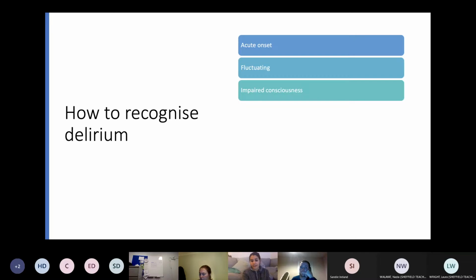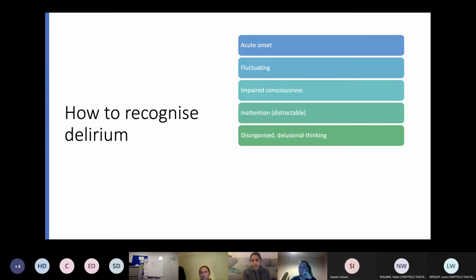Impaired consciousness as well is another key element of delirium, and that can either be agitated or sleepy and drowsy. Inattention as well: one of the main ways to test this, in the AMT, is counting backwards from 20. Other ways of screening are asking them to count the months backwards or spell a word backwards.